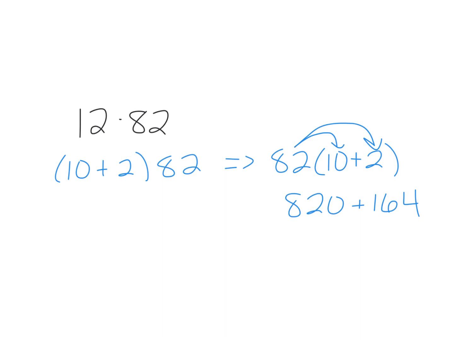164. Again, you can use your calculator. I don't expect you to do this in your head. 820 plus 164 is what? 984. So we broke it up to make it a little easier, and then we went through the distributive property process. All right. Go to the next one.